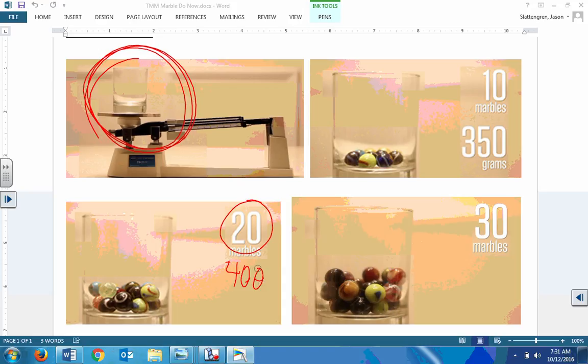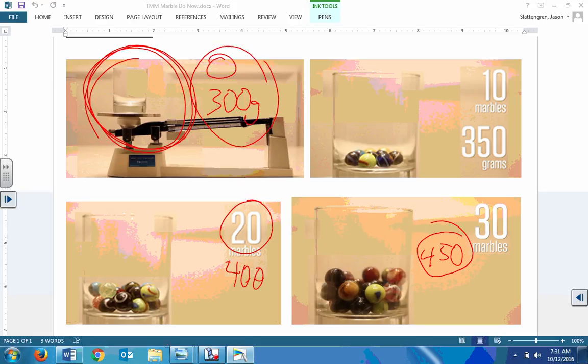Now we can see that the pattern is, when we add 10, we add 50 grams. So for 30 marbles, this would be 450 grams. We saw that the rate of change was 50, and some of us wanted to say the slope is 50. If you go backwards, what's 0 marbles? If you go back 50, 0 marbles is 300. And that 300 is the start value. That's our y-intercept, our start value of 300.